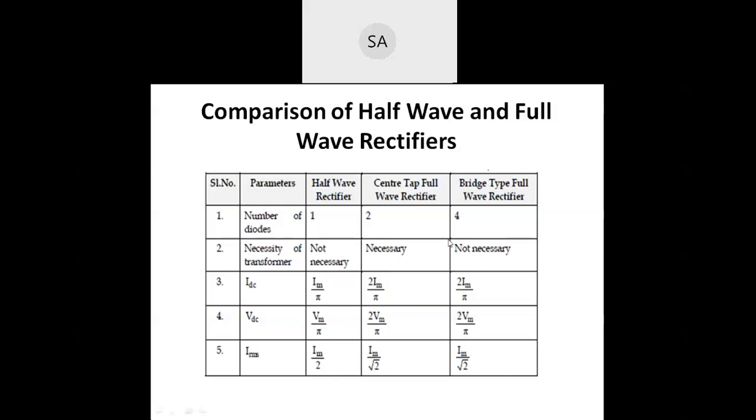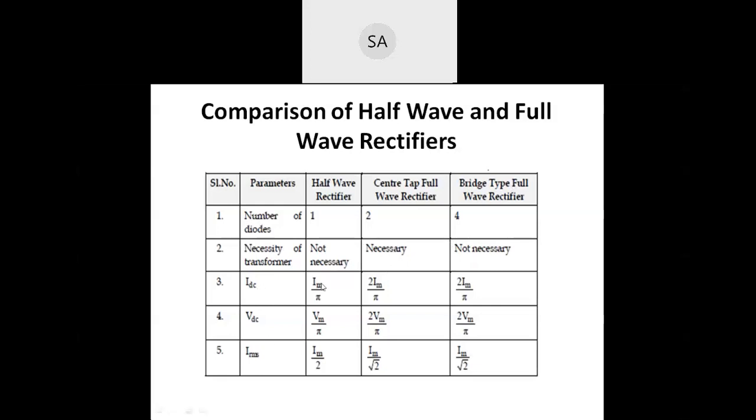Even though we have shown the transformer, it is not necessary in the half wave and bridge types, but most of the time it will be used. Why? Because we should avoid electric shocks to humans. To overcome that, we use transformers.